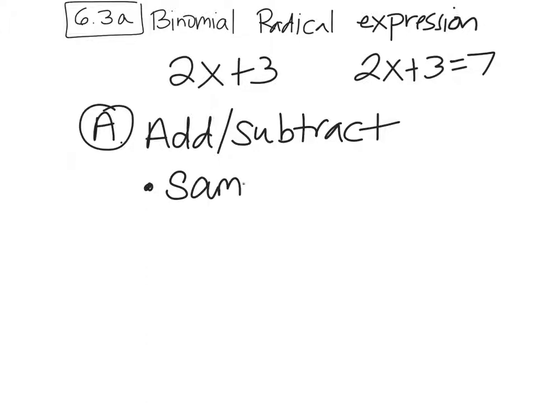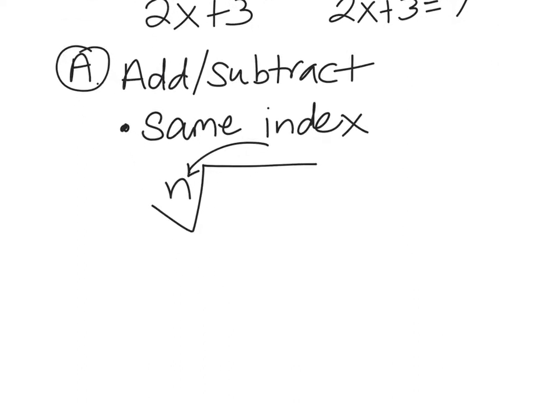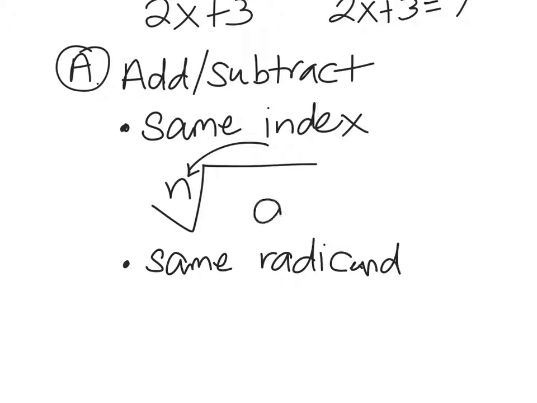They have to have the same index. Do you remember what the index was? That's the little number on the outside. Okay? They have to have the same index. That's this. And they also have to have the same radicand. I love that word. The same radicand. And a radicand is the stuff on the inside. So they have to be like terms. You know how like you can only add x's with x's and y's with y's? It's the same thing for radicals. They have to have the same index and the same radicand.